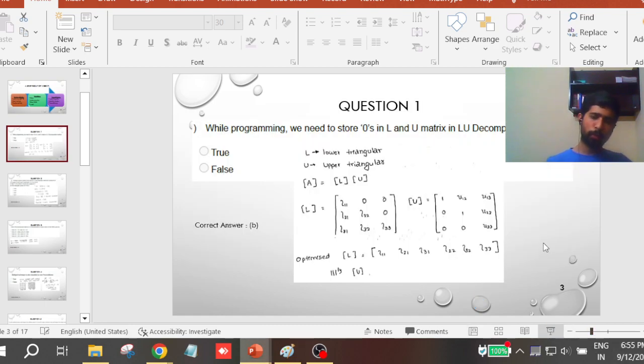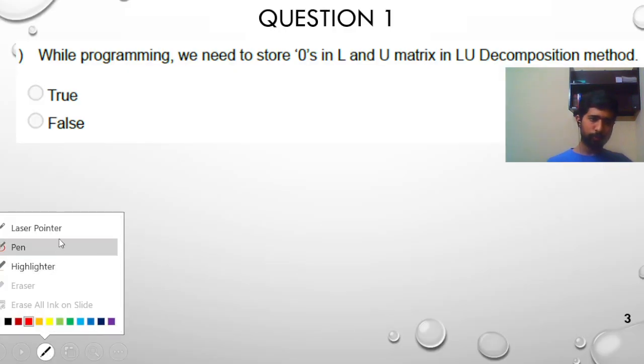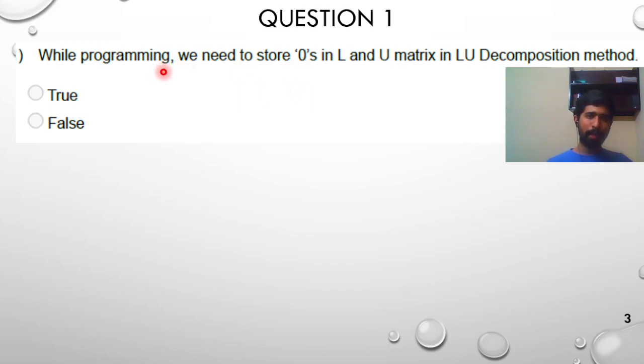So the first question: while programming, we need to store zeros in the lower triangular and upper triangular matrix in the LU decomposition method. Is it true or is it false? Can you write it down on the chat box? Okay, Siva has written it is false. Why is it false, Siva? Can you unmute and say?